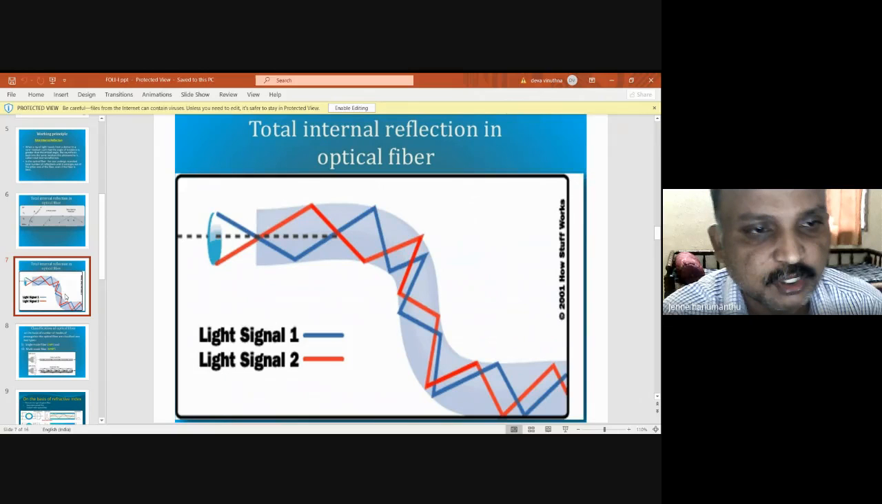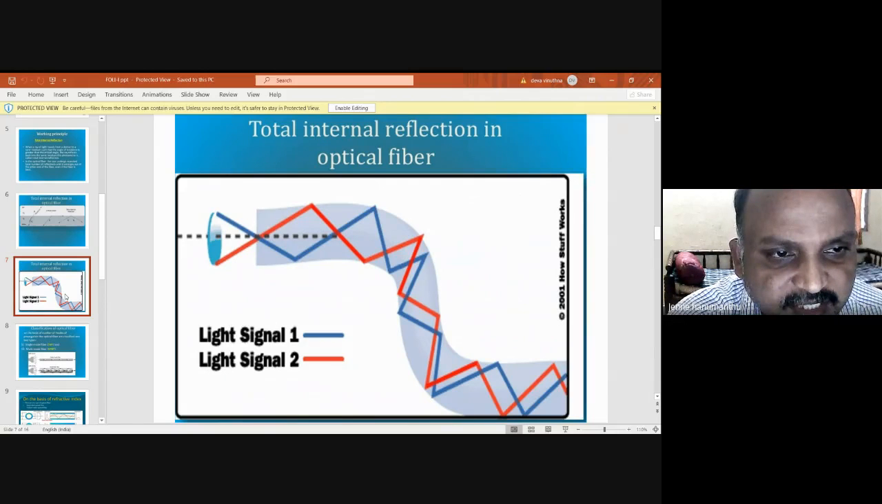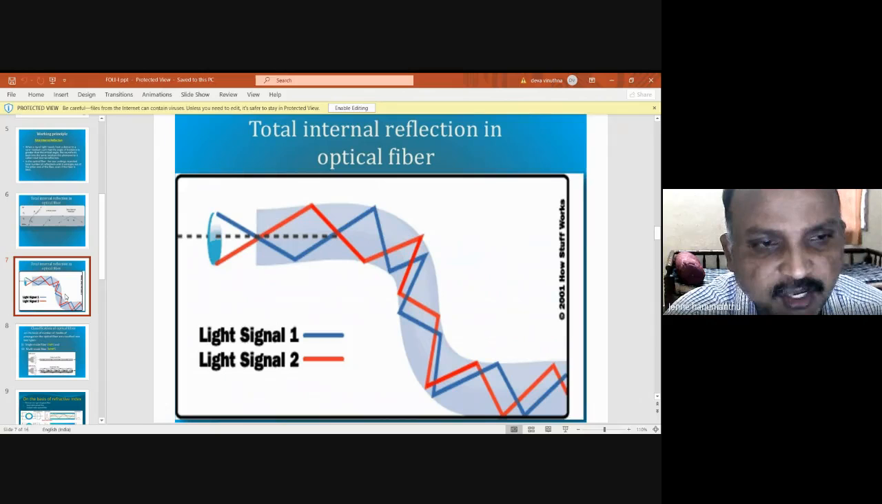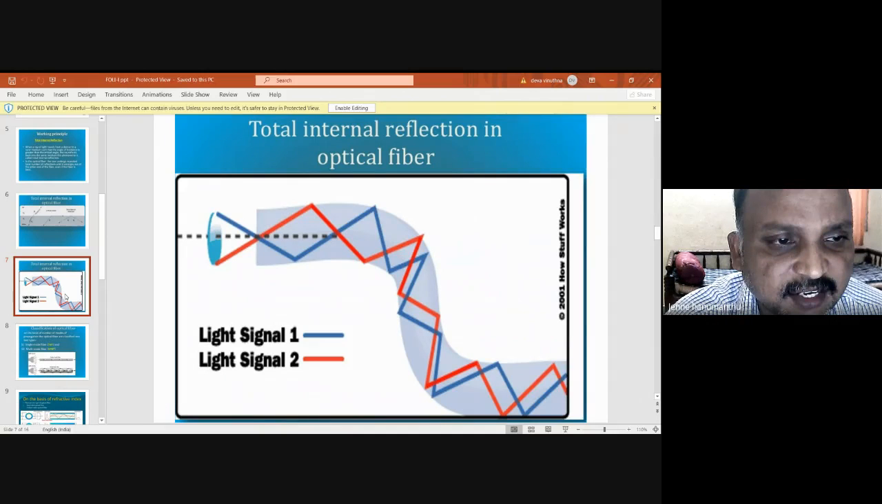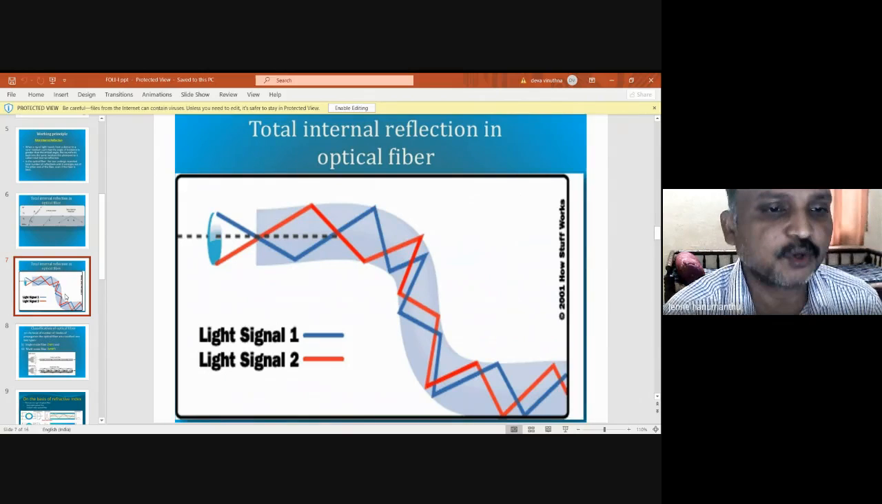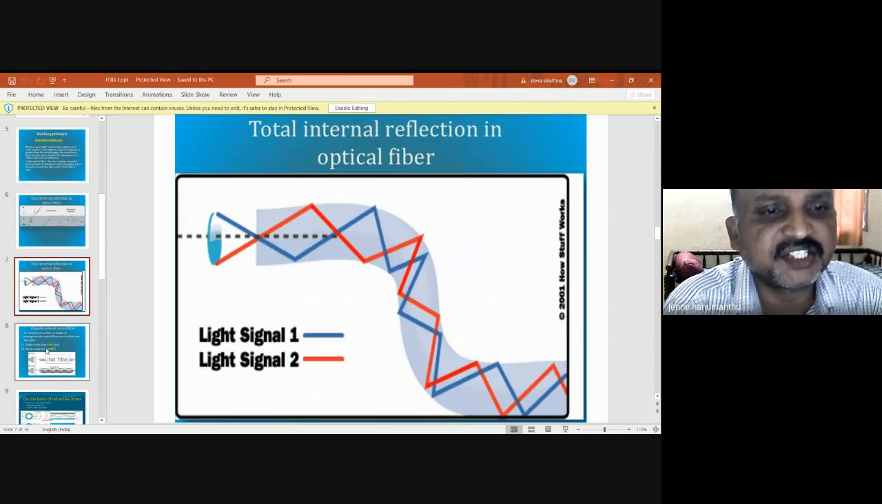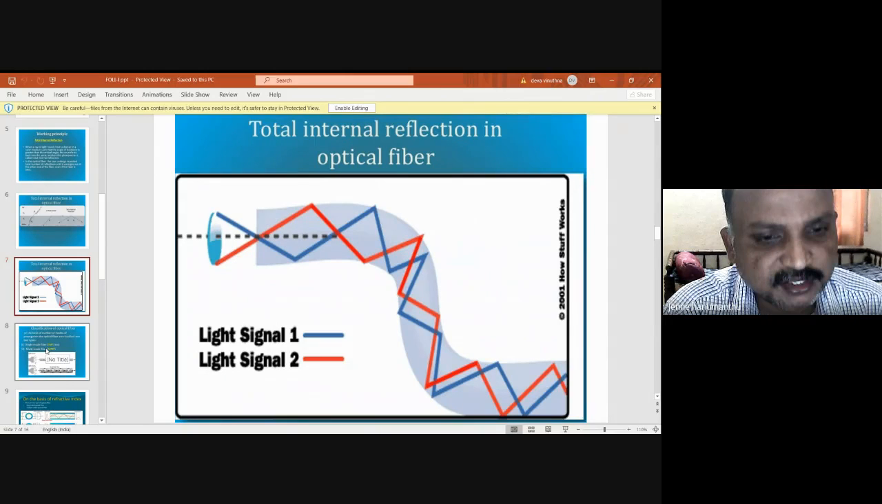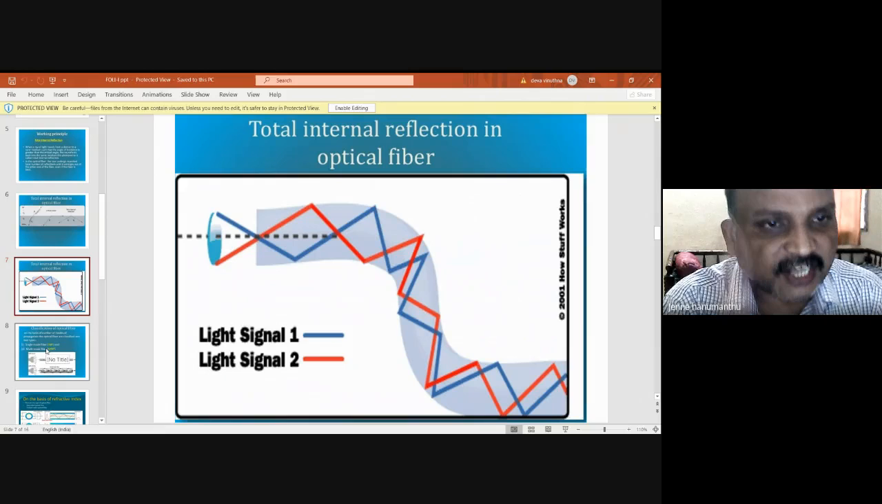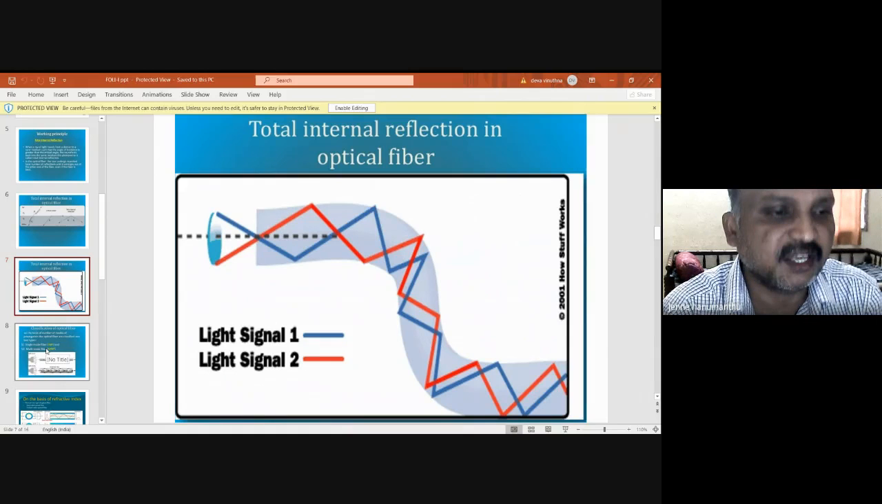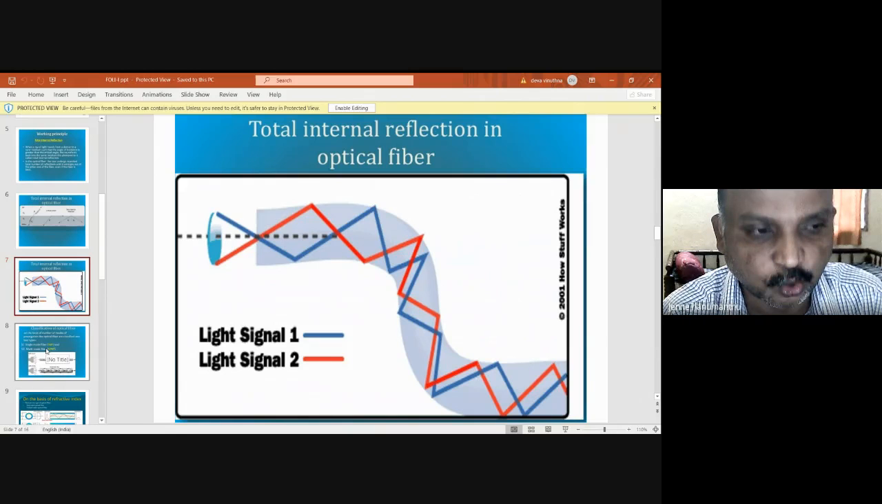See, when the blue light enters, it should stay within the core. Likewise, when the red light enters, it should stay within the core. Light signal 1, light signal 2. Clear? So what is total internal reflection? Total internal reflection means the total light should be within the core. That's the meaning of this. Next one.